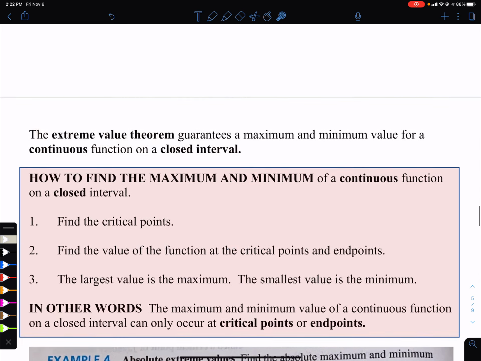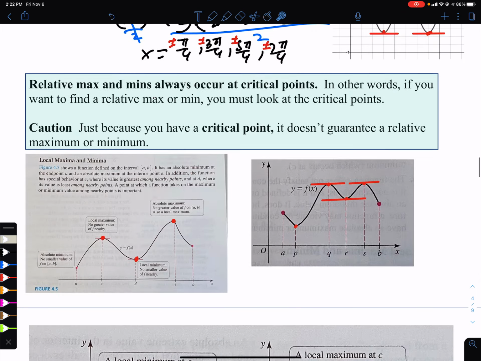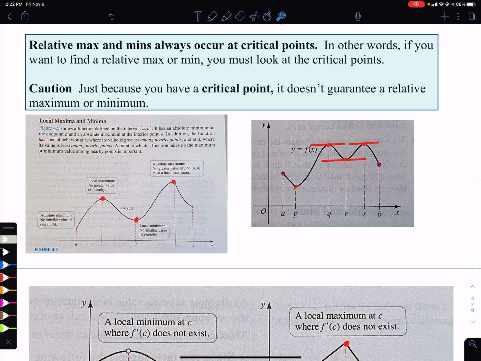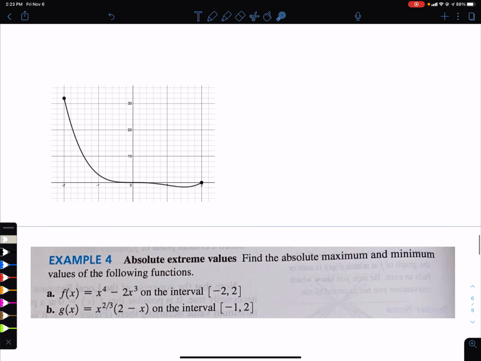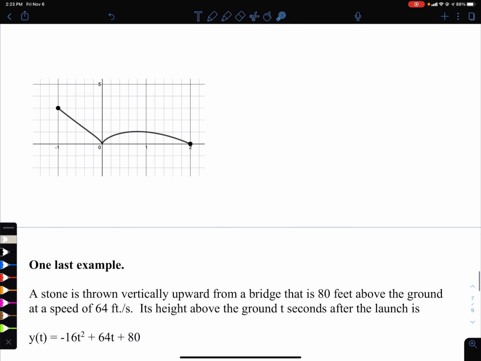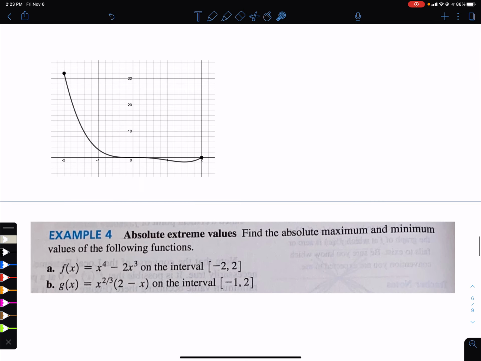So hopefully this is sinking in. So to find relative max and mins, you have to look at the critical points. But if you have a critical point, it does not mean it's a relative max or min. Okay, here is the end of our lesson.